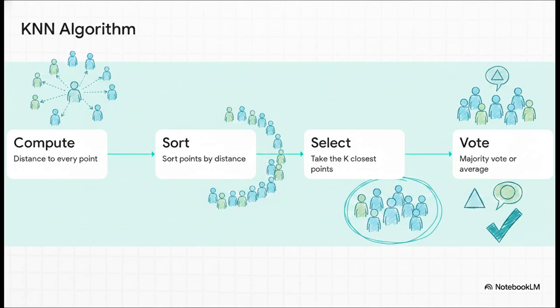And finally, Step 4, you just ask those 5 people for their opinion, and you take a vote, or average their answers if you're looking for a number. That is the whole algorithm. No gradient descent, no fitting, just pure logic.